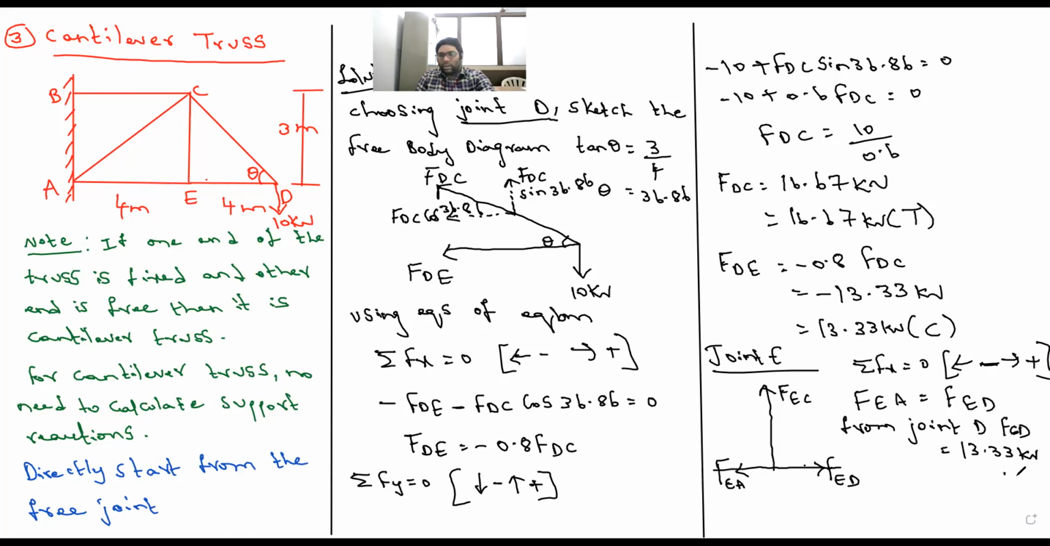13.33 kilonewton compression. Therefore, FEA is equal to 13.33 compression. Okay. So that is how we got sigma Fx and sigma Fy.